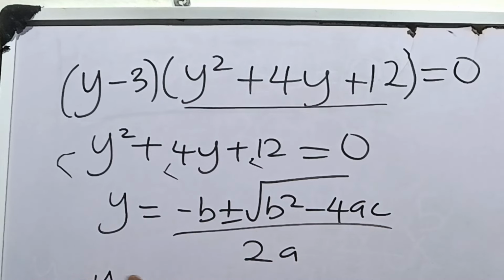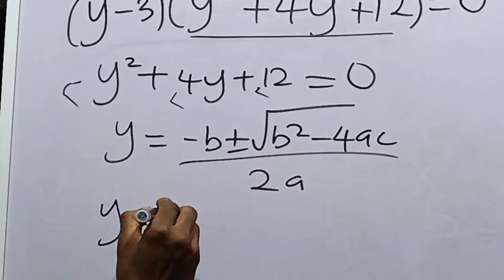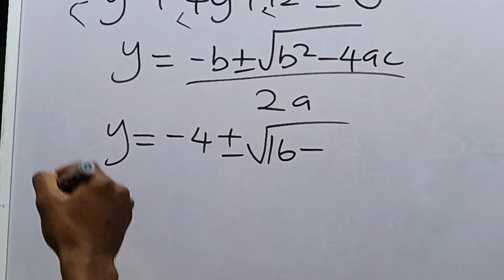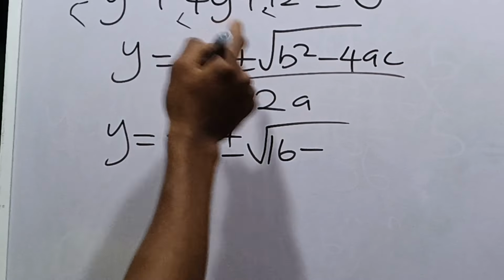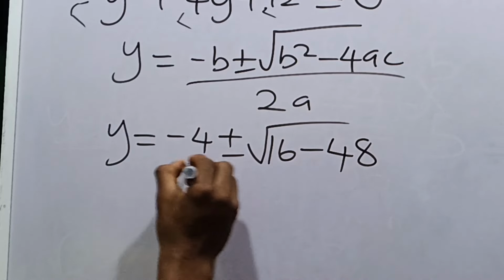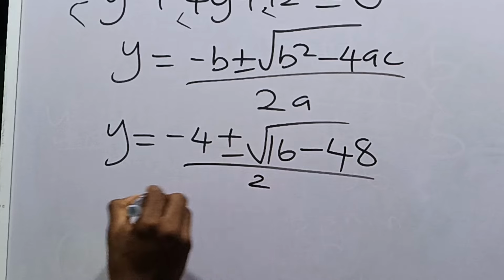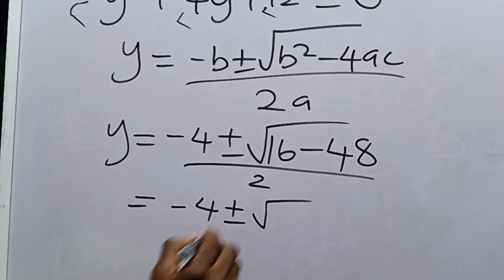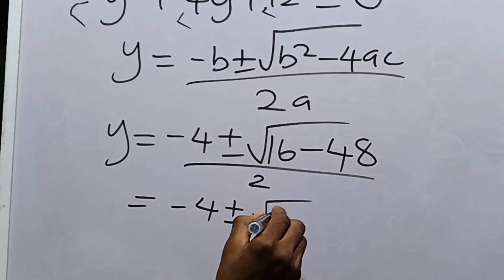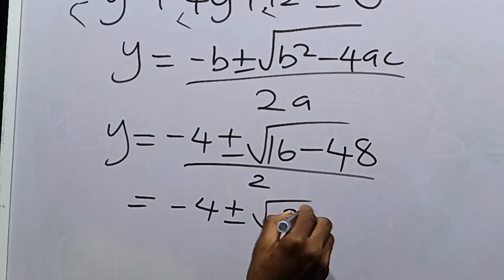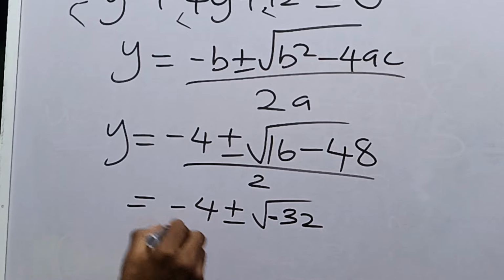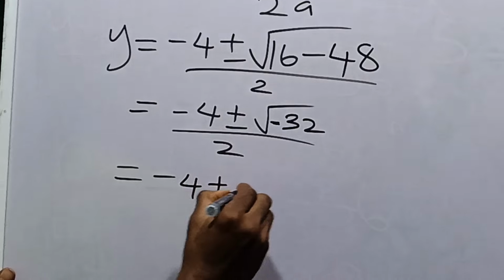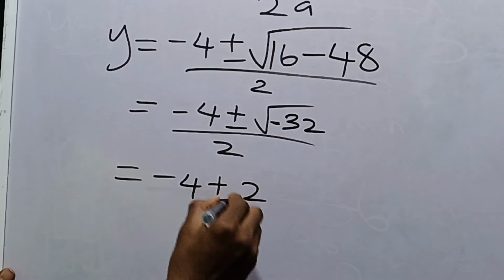So we have that y will be equal to minus b, so this is minus 4 plus or minus the square root of 4 squared, which is 16, minus 4 times 1 times 12, which is 48, divided by 2 times 1, which is 2. So this is now equal to minus 4 plus or minus the root of 16 minus 48, which is negative 32, divided by 2.